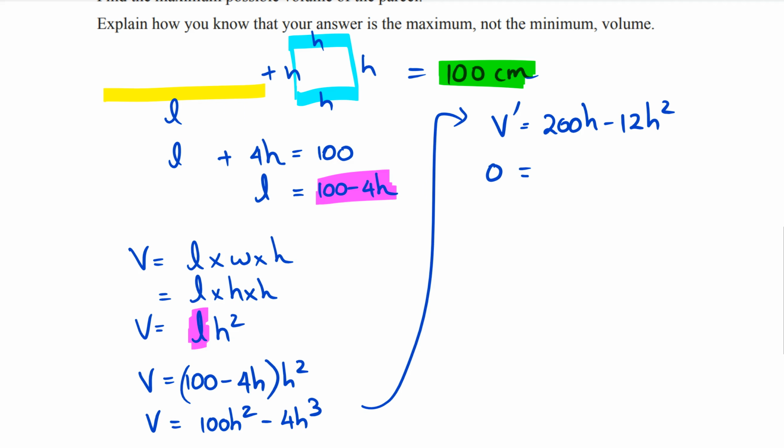So we're going to put this as 0. And we're going to say 200h minus 12h squared. A good idea is probably just writing it somewhere here: V dash equals 0 for max, just so that you're communicating with the marker.